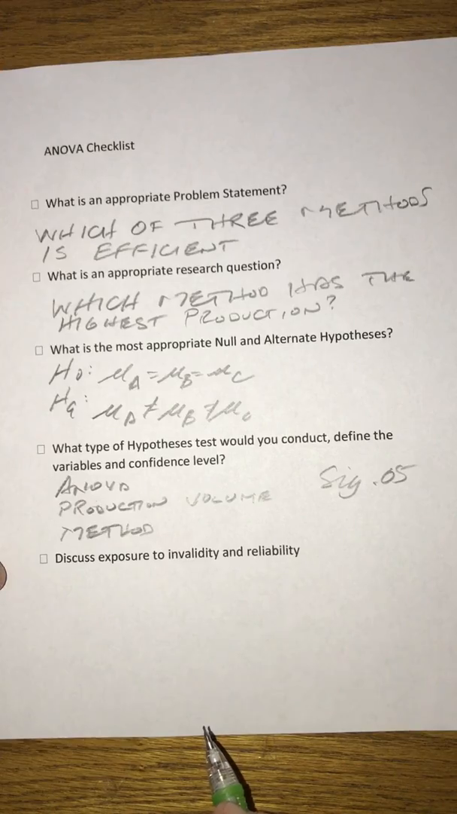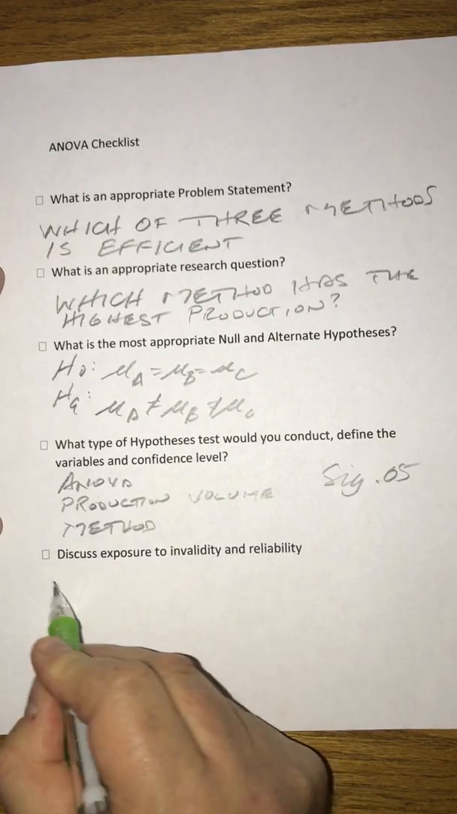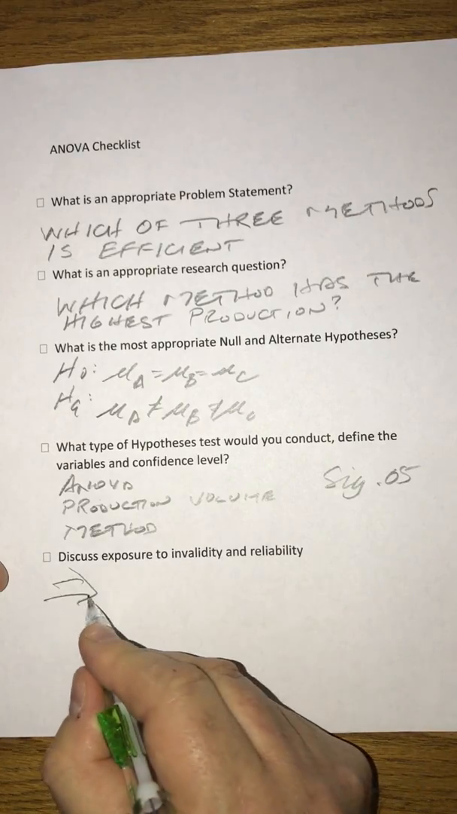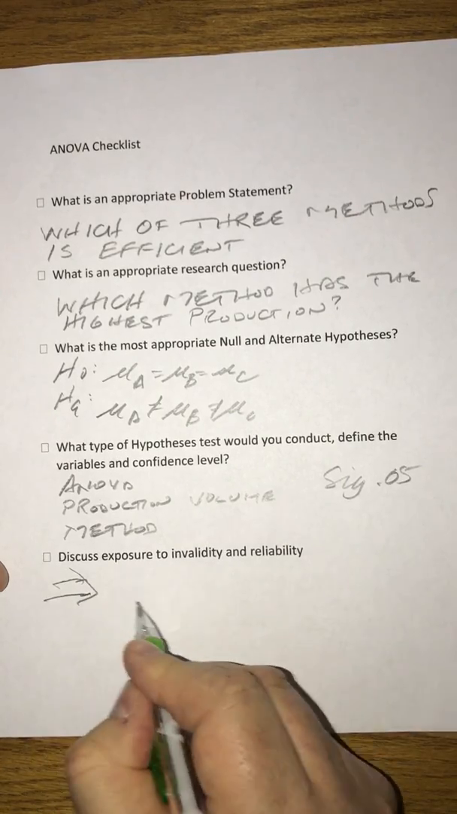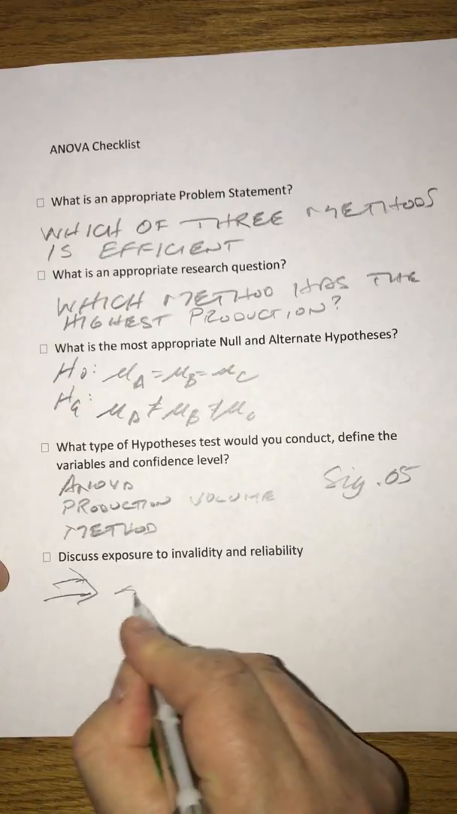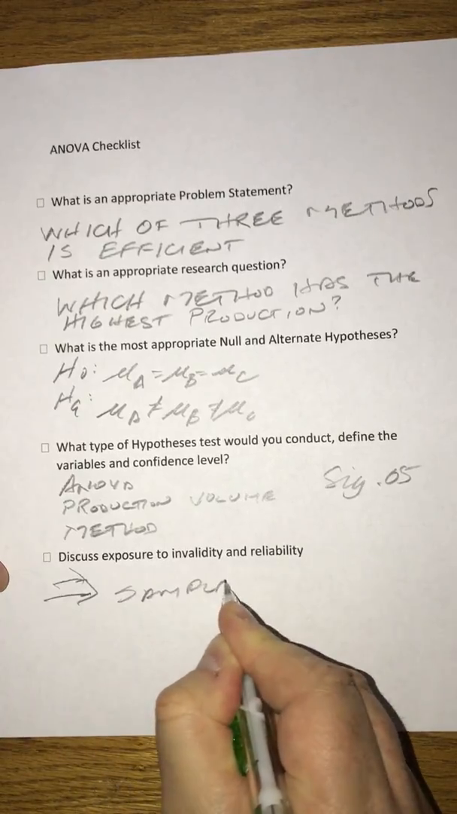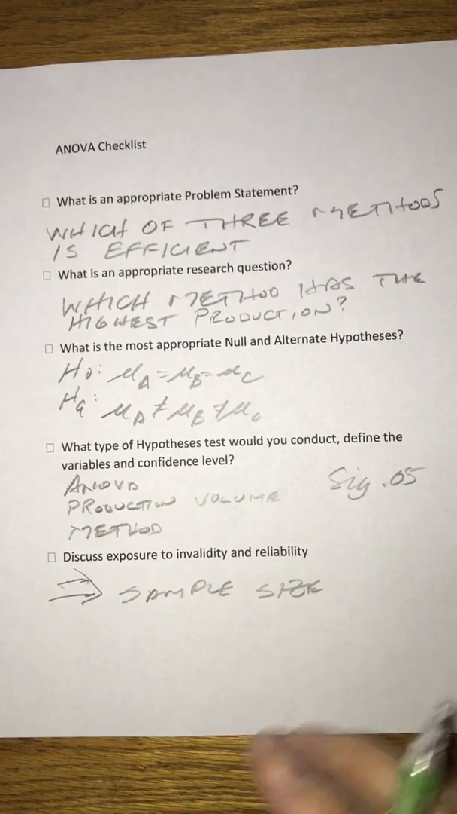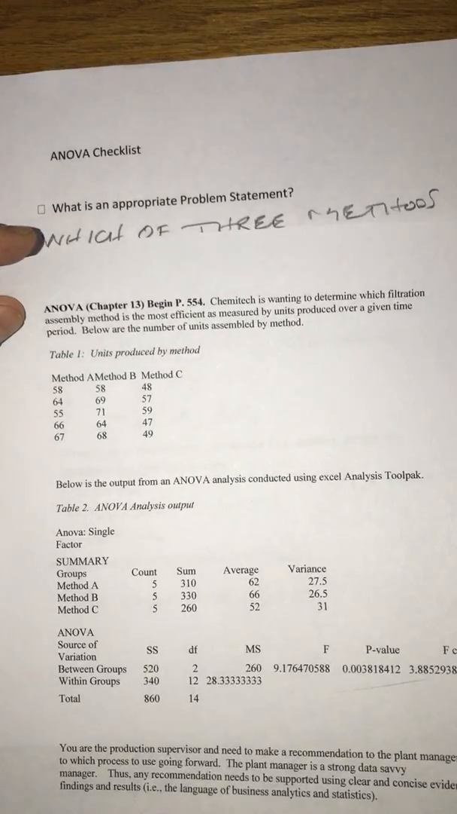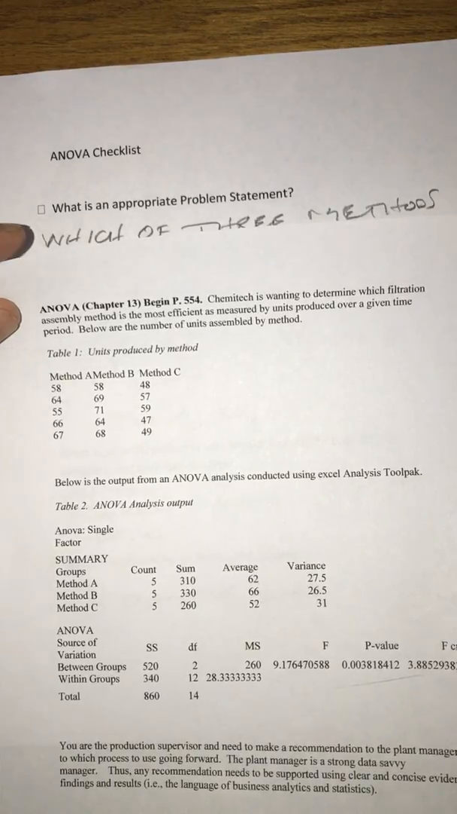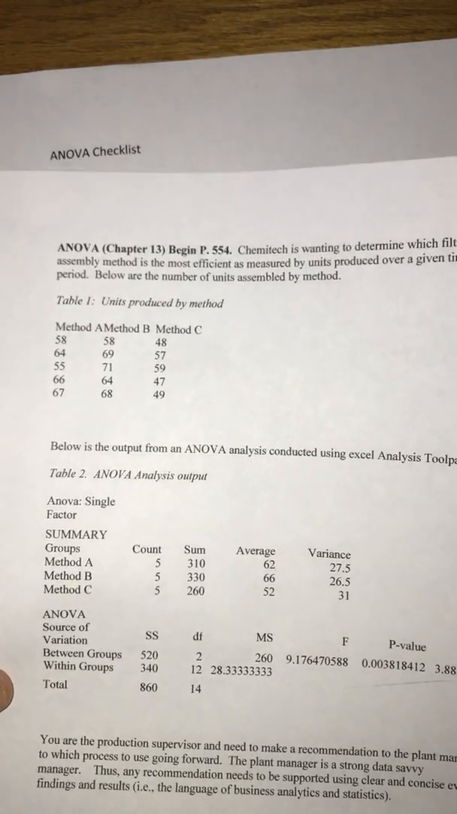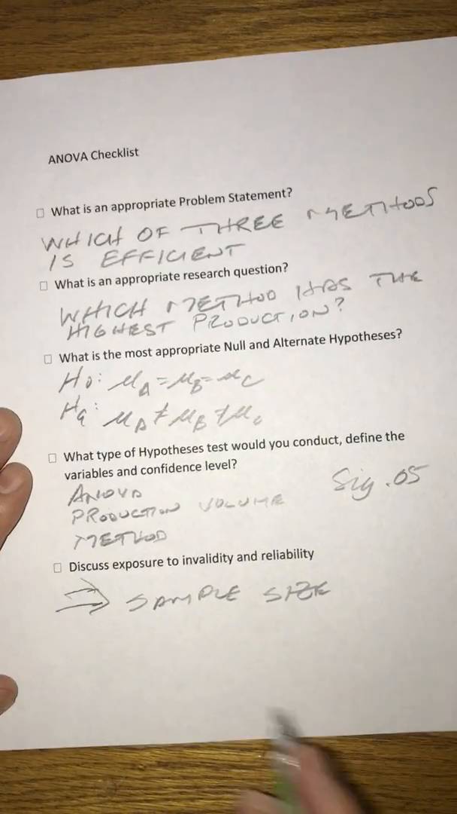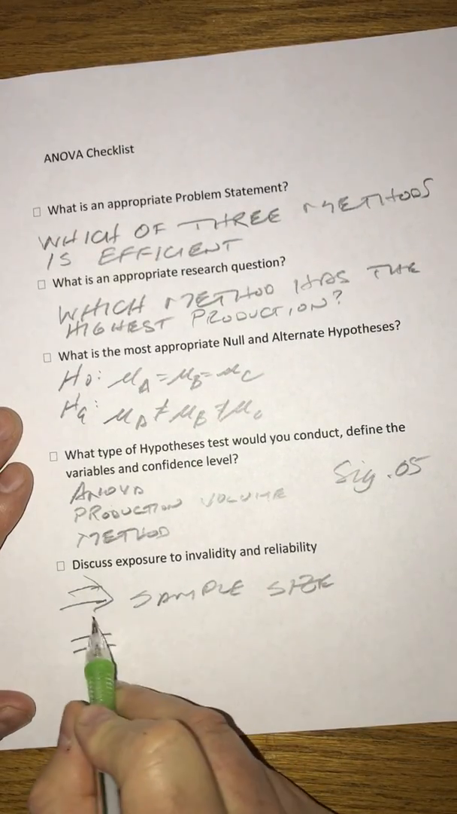And as far as exposure to invalidity and reliability, one of the most often addressed or used as far as invalidity goes is to take a look at that sample size. And here you can see the sample size for each production method is about 5, so you get 15 data points. So this is a little soft as far as sample size goes. So that might be one area where there'd be some invalidity.